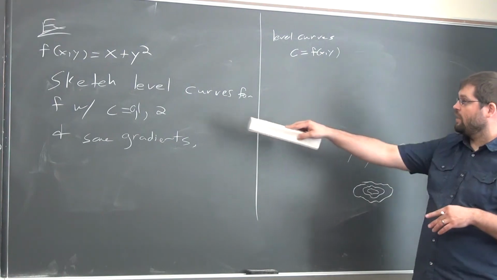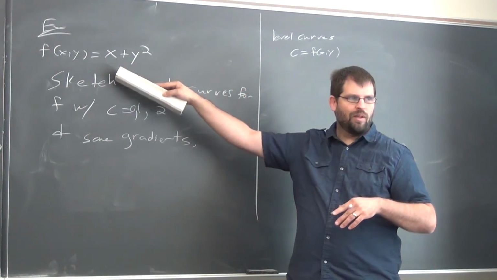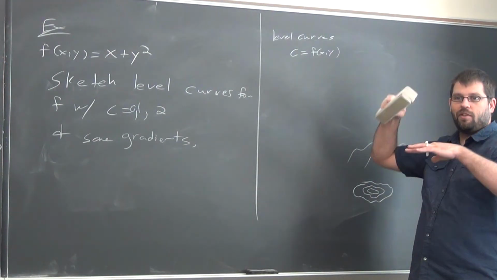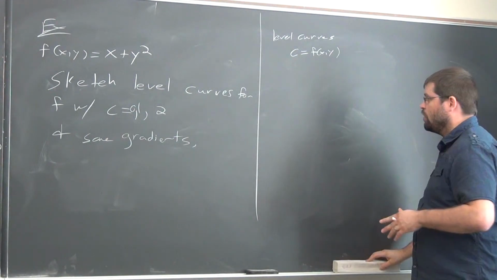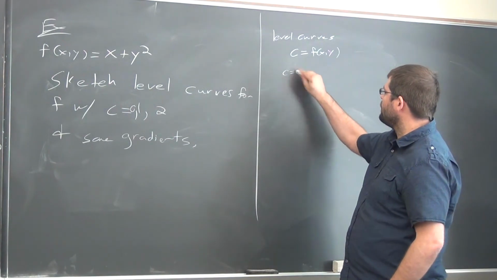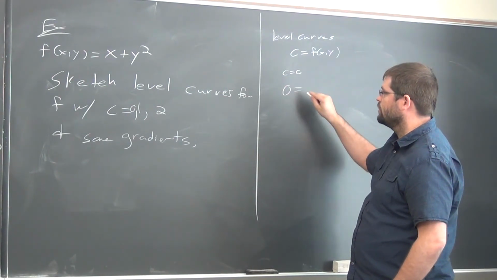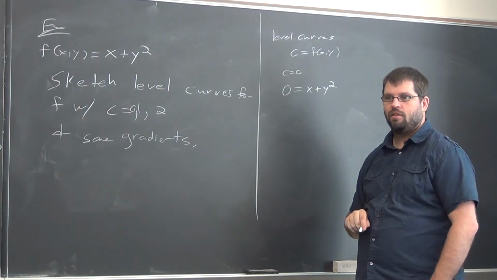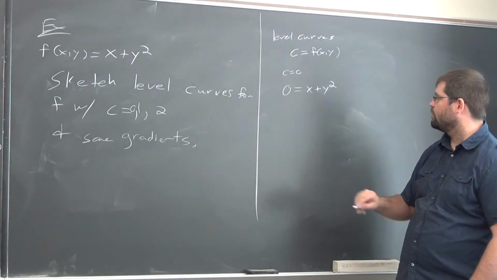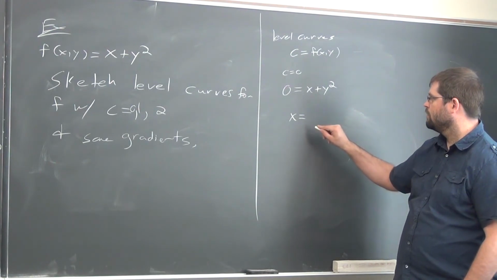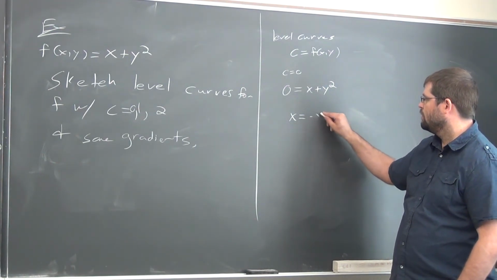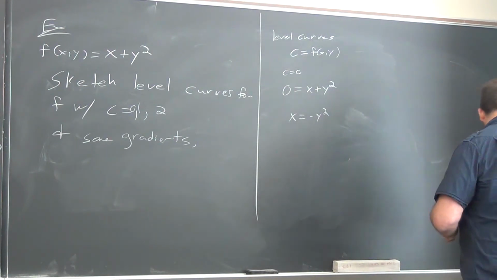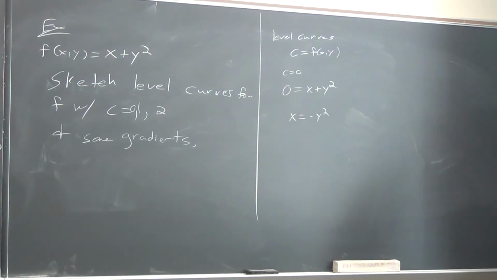Okay? So we have this function of two variables. Let's not worry about exactly what it looks like, but we have level curves that correspond to the various heights. And so if we just plug in 0, we get 0 equals x plus y squared. So what is that curve? x equals negative y squared.